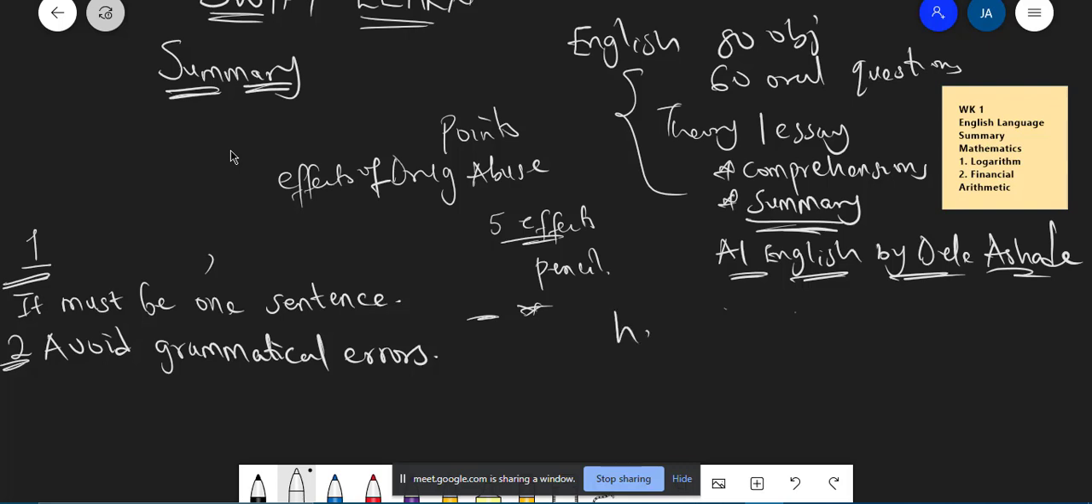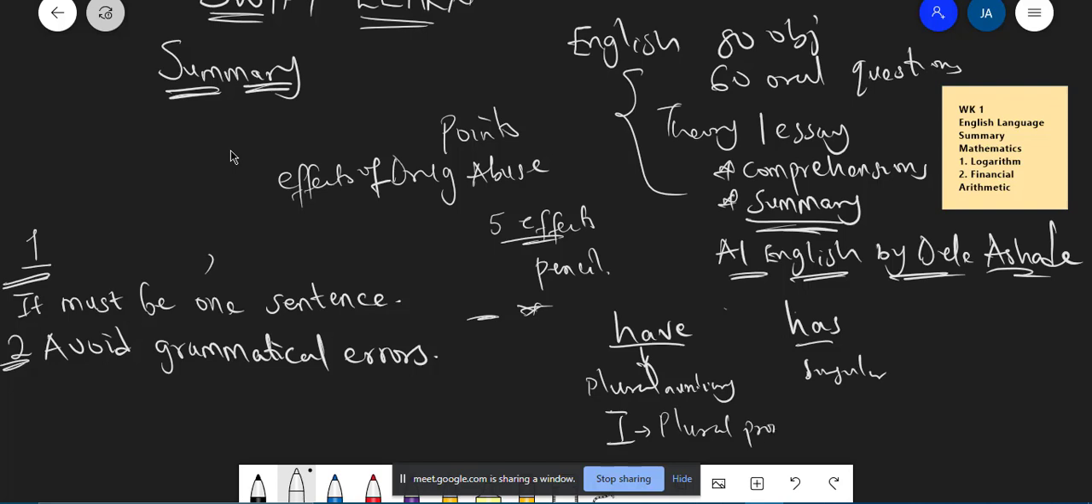Where you are meant to use have and you go and use as, there is a problem. It's not actually right. Have is a plural auxiliary verb, as we know, we should know that. While has is a singular auxiliary verb, and you should know that in the categories of pronoun, I is a plural pronoun, though it is used for one person.